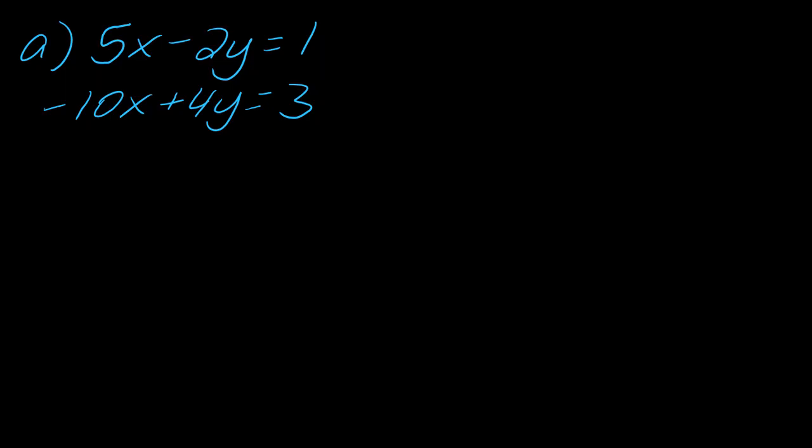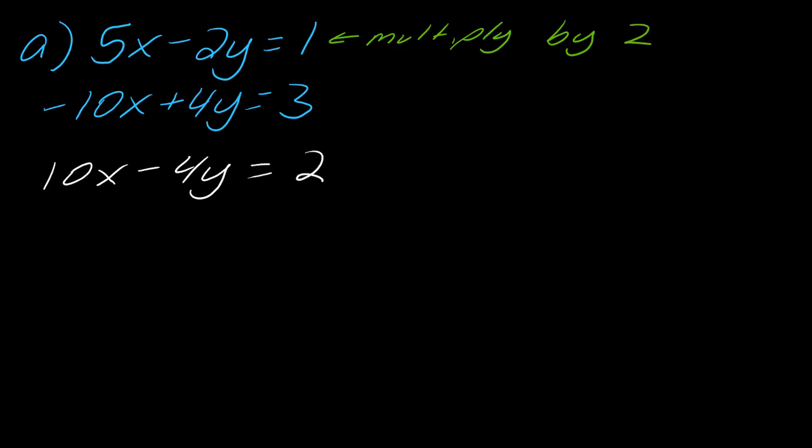So as I look at these equations, I see I've got 5x minus 2y equals 1 and negative 10x plus 4y equals 3. So I notice here, if I just multiply this equation by 2, I'll be able to eliminate. So I'm going to go ahead and multiply by 2 to get 10x minus 4y equals 2. And then I've got negative 10x plus 4y equals 3.